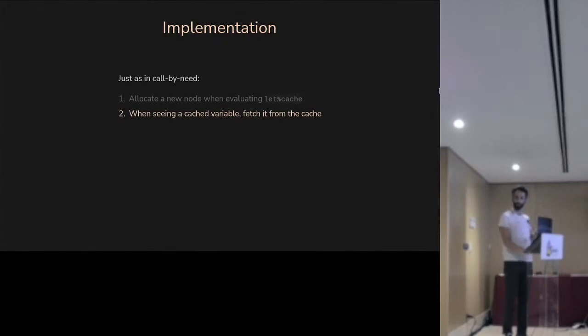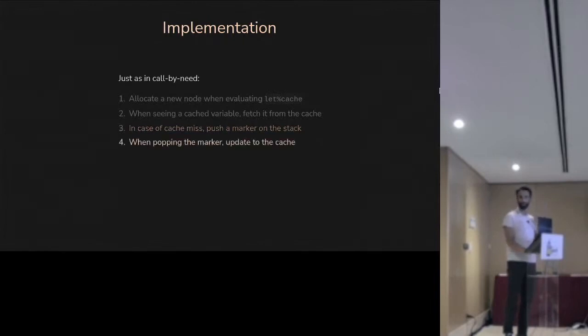When you see a usage of something that should be cached, well, you try to fetch it from the cache. If it is there, you just evaluate it. I mean, you just keep it. If not, you push a marker on the stack. So in lazy evaluation implementations, it's called a thunk update frame, something like that in Haskell. But you just remember that, oh, I'm evaluating something on the cache, so I will have to update the cache later on. So you go on, and when you finally pop the marker, you update the cache.